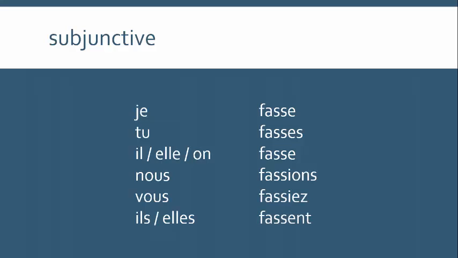The good thing about this one is we don't have 6 distinct forms. What we actually have is an irregular stem, fasse, F-A-S-S, and then the endings that you would add to a regular verb. So if you know your subjunctive endings well, all you need to be able to do is remember that the stem for faire in the subjunctive is fasse.